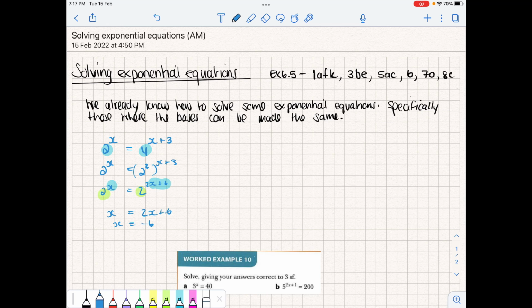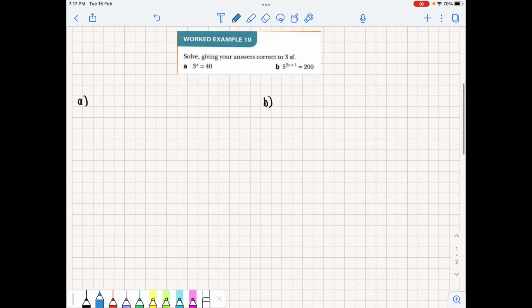Now what we're going to do is look at what if the bases are not the same and we can't make them the same. So in the very first example we have 3 to the power of x equal to 40. What we would have liked to do is convert 40 into base 3, but 40 can't be converted into base 3. And so we need a better technique for solving. So what we're going to do is log both sides.